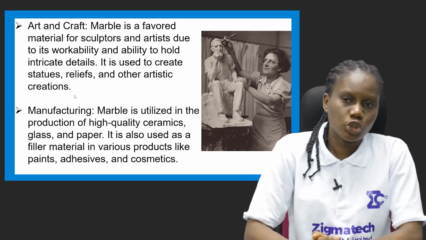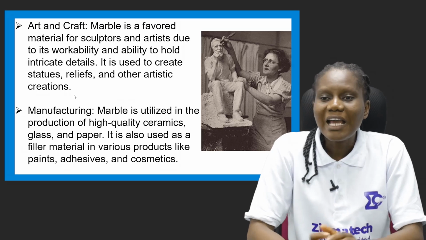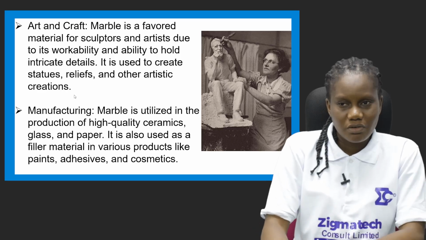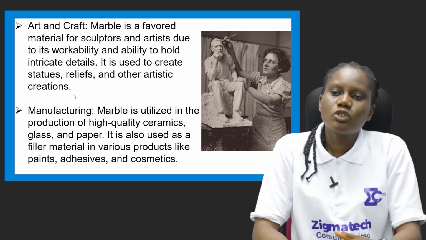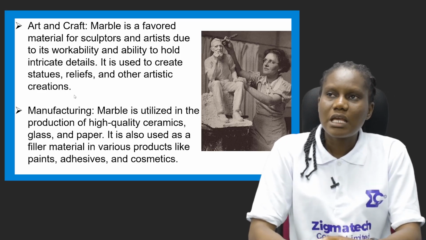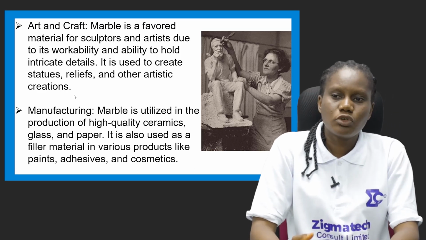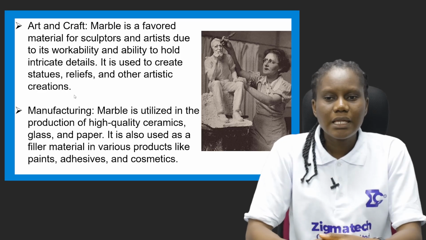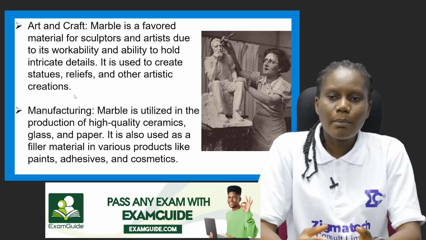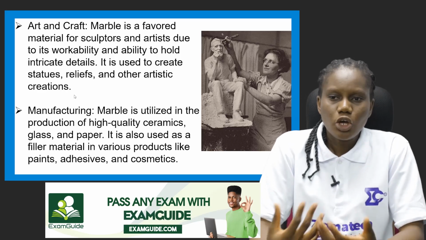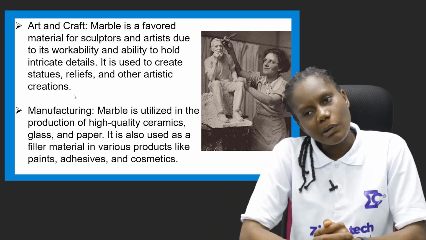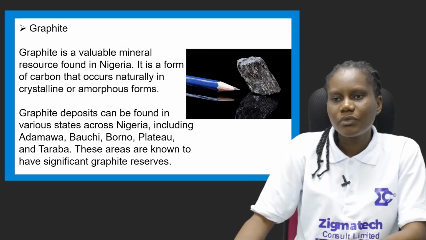The next is in manufacturing. Marble is utilized in the production of high quality ceramics, not just ordinary ceramics, high quality ceramics, glass, and paper. It's also used as a filler material in various production like paint. You know, I talked about limestone the other time, and I said it's one of the things used in paint production. That is when we talk about the calcium carbonates. And now we have our marble playing the same role as a filler in paint production. Also, it plays a role in adhesives and in cosmetics. So in cosmetics too, our marble has its usage there.